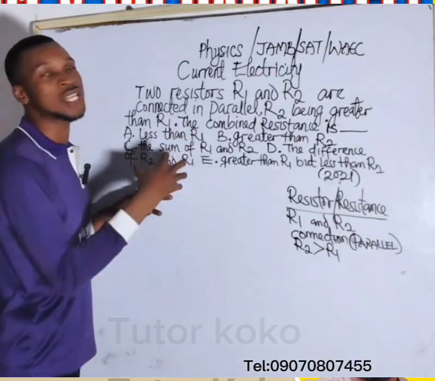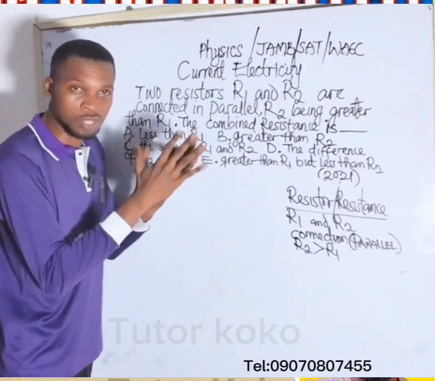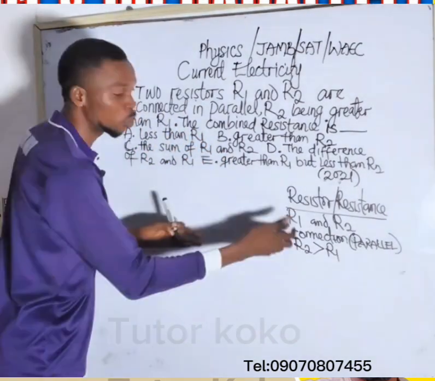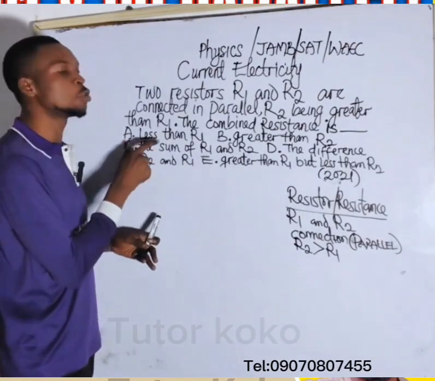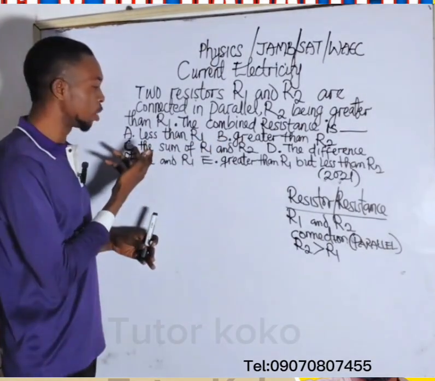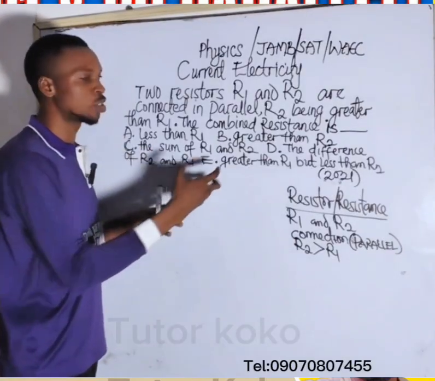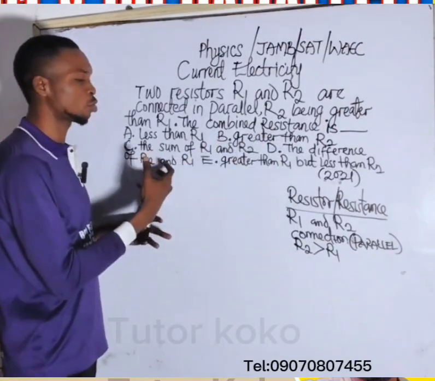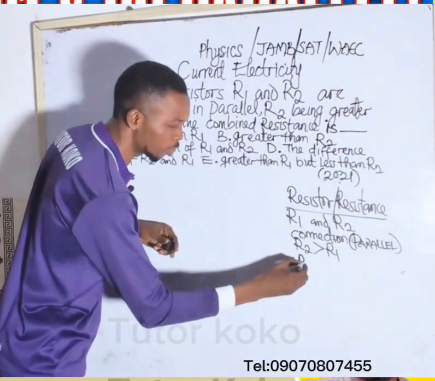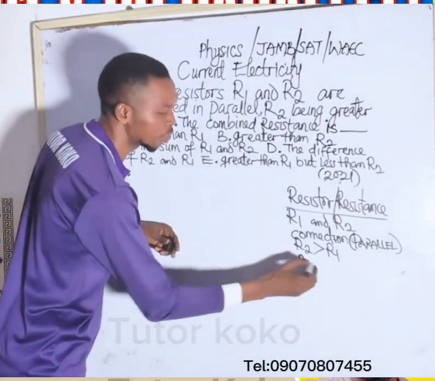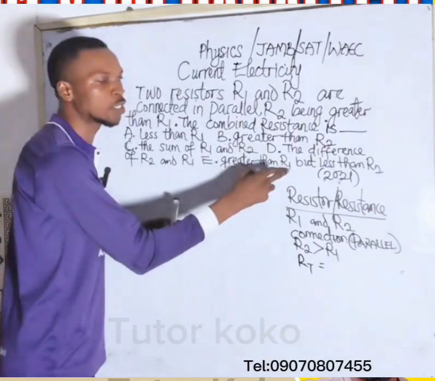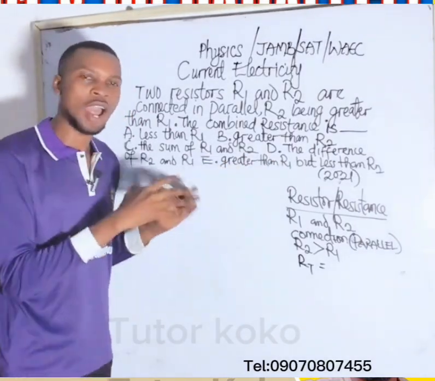Now, the combined resistance, combine the two resistors together. If you combine them together, what is the resistance going to give us? A, is it going to be less than R1? Is it going to be greater than R2? Is it going to be the sum of R1 and R2? Is it going to be the difference of R2 and R1? Let us use RT to represent combined resistance. Is the combined resistance going to be greater than R1 or less than R2?